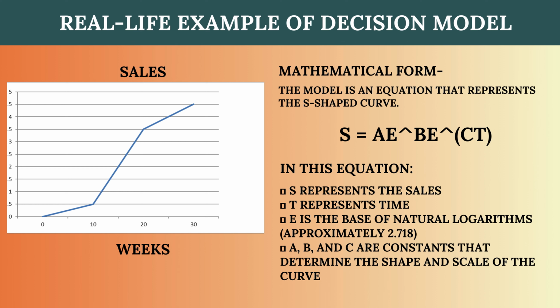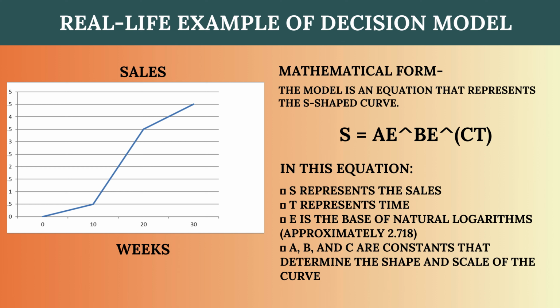curve. The equation given in the example is S equals A e to the power of B e to the power of CT. In this equation, S represents the sales. T represents time. e is the base of natural logarithms, which is approximately 2.718. A, B, and C are constants that determine the shape and scale of the curve.